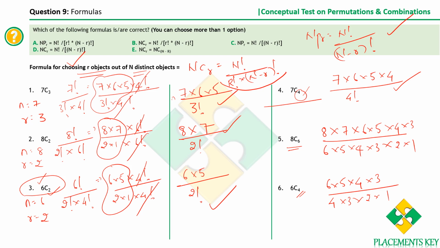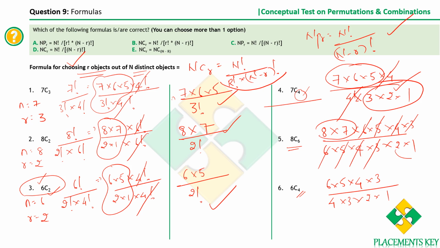Okay, now let's see if there is something that we can cancel out. 7 into 6 into 5 into 4 by 4 factorial. I am expanding it, 4 into 3 into 2 into 1. So what can we cancel? We can cancel 4 and 4. So what is it? It is 7 into 6 into 5 by 3 factorial. Similarly here, what can we cancel? I am cancelling out the same numbers. I am not simplifying everything, I am only cancelling out the numbers that are the same. 5 into 4 into 3 is gone. 5 into 4 into 3 is gone. Similarly 6 is also gone. We have 8 into 7 by 2 into 1.